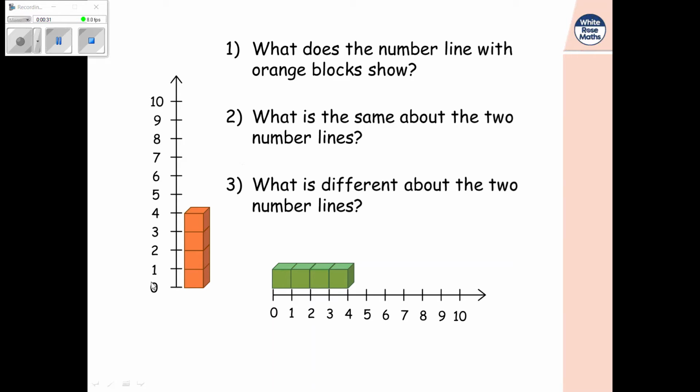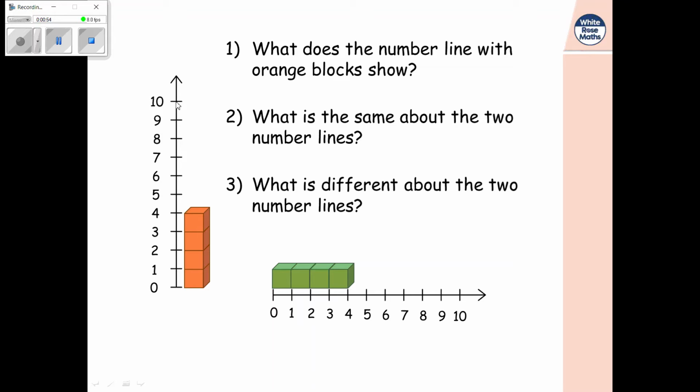Okay, so the number lines, they both start with 0 and they go all the way up to 10, both of them. They both have an arrow at the end and they are showing each step. They are both counting in ones as well. Okay, so number 3, what is the difference about the 2 number lines? So hopefully you've had a little think about what the difference is.